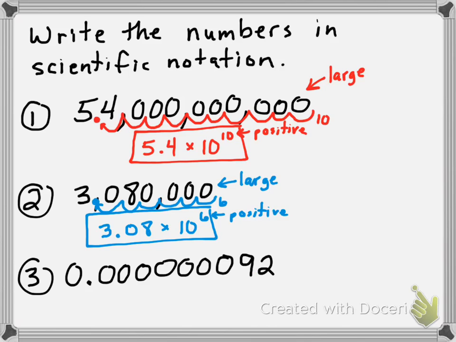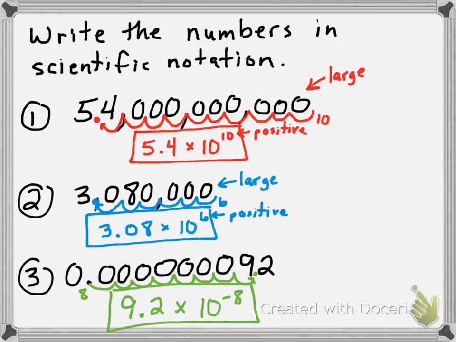So now, looking at number 3. This one's slightly different because my first number isn't at the front. My first number is all the way back here. That 9 is the first number that's not 0. So the decimal is going to go right after the 9. Well, I see the other decimal. It was all the way over here. So I need to know how far it went. 1, 2, 3, 4, 5, 6, 7, 8. So it moved 8 places. So that's going to give me 9.2 times 10 to the negative 8th.